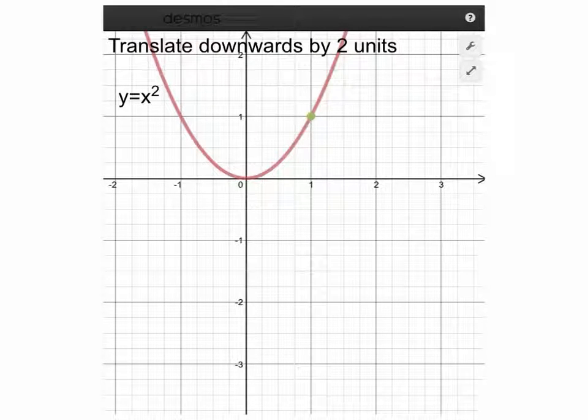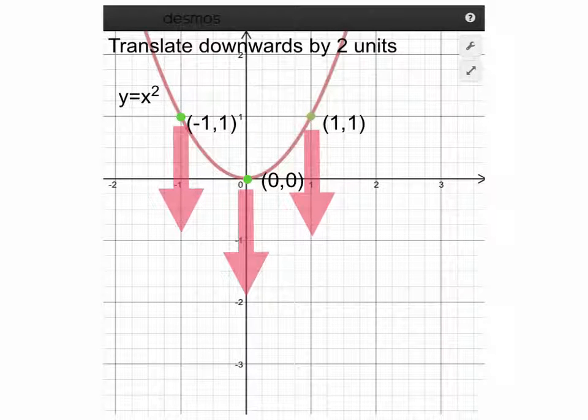This time, I want to translate the graph of y equal to x squared downwards by 2 units. Let's see what will happen. Firstly, take a look on 3 points on the original graph, which are (1, 1), (0, 0), (-1, 1). And each of these points will move downward by 2 units, so they will become (1, -1), (0, -2), (-1, -1). When we connect those 3 points, the graph will look like this.